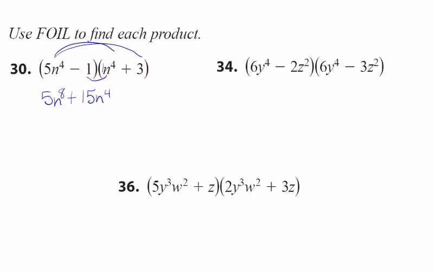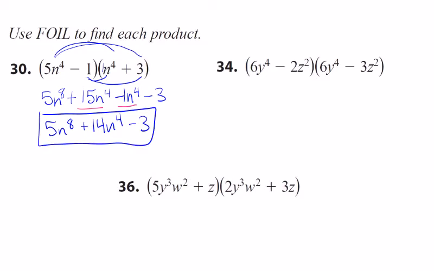Then we have inner times inner, negative 1 times n to the fourth is negative 1 n to the fourth, but I'll keep the 1 invisible. And then negative 1 times 3 is negative 3. All right, then we combine like terms. Our n to the fourth terms are like terms. So 15n to the fourth minus n to the fourth is going to be 14n to the fourth. Right, because remember there's an invisible 1 here, so 15 minus 1 is 14. And then the negative 3 comes down.